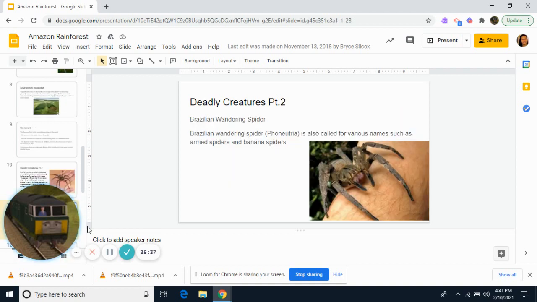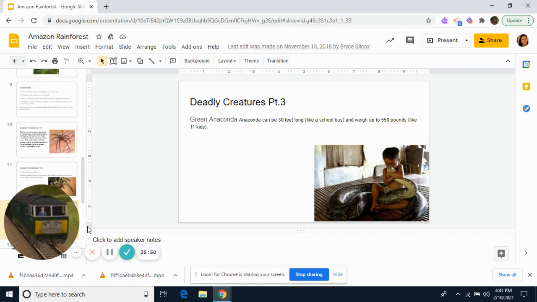Deadly Creatures Part 2. Brazilian wandering spider Phoneutria is also called various names such as armed spiders and banana spiders. All right, part 3. Look at this kid right here, he's hugging a snake. Green anaconda. An anaconda can be 30 feet long, like a school bus, and weigh up to 550 pounds, like 11 kids. Holy crap, dude.